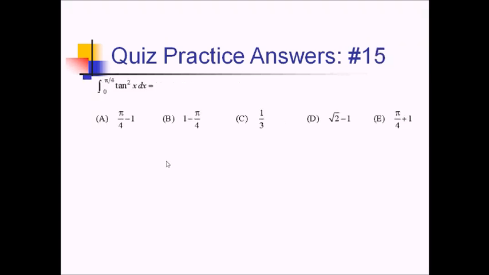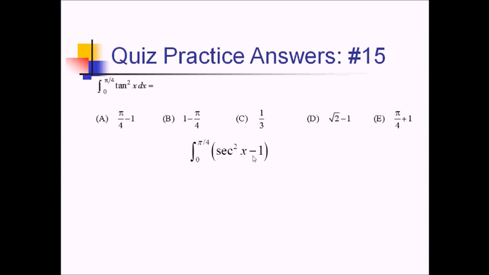For this problem, we're trying to find the integral from 0 to pi over 4 of tan squared of x. So this one's a little tricky because we don't really know the antiderivative of tan squared. So what we're going to do is convert it into something we do know the antiderivatives of. Tan squared is part of one of those Pythagorean identities. The whole identity goes 1 plus tan squared equals secant squared. So if tan squared is all by itself, I could rewrite that as tan squared equals secant squared minus 1.